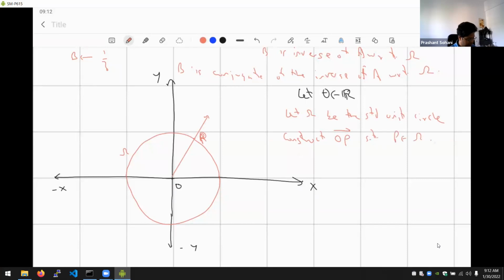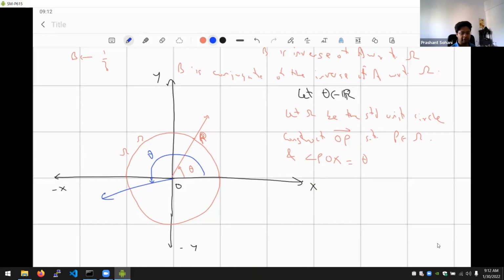P lies on the standard unit circle and angle POX is equal to theta. So this angle is theta, and as we generally allow, theta can be any real number. Here I have noted P in the first quadrant, but that may not be the case. It could go to any of the quadrants. Like if theta is greater than 180 degrees, then it could come maybe somewhere over here, for example. So then this whole angle would be theta.